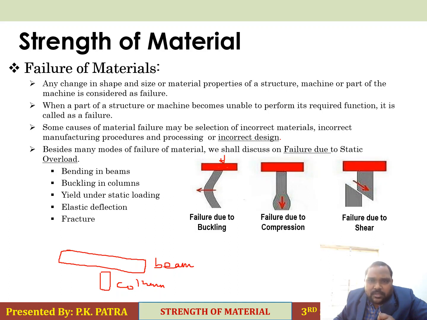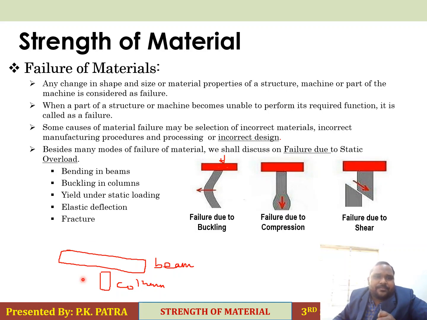There is some bulge-like shape here. You can see due to compression, some portion may swell, and there may be some shear. And then shearing failure is there. That means the section will be cut like here. That is called the shearing.